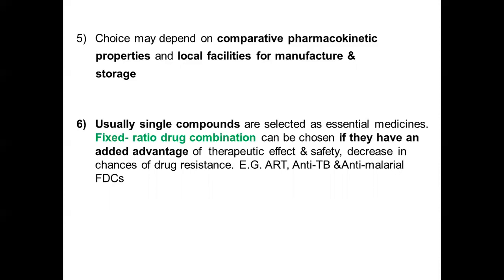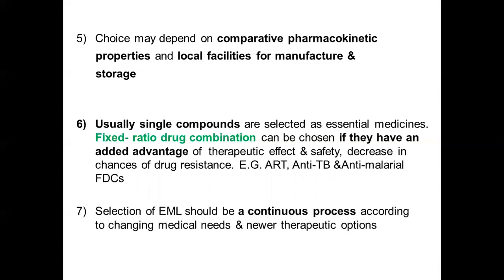Usually single compounds are selected as essential medicines. And when I was discussing about the WHO list, you would have seen that I mentioned about fixed dose combinations also. So usually the single compounds are preferred in the essential medicine list, but fixed ratio drug combinations can also be chosen if they have an added advantage of therapeutic effect and safety, and there is a decreased chance of drug resistance by using them. This is mainly applicable to the drug combinations available for HIV, tuberculosis, and malaria. So these have got a special advantage of preventing the occurrence of resistance. So instead of using single compounds, even the fixed drug combinations are considered as essential medicines in such scenarios.